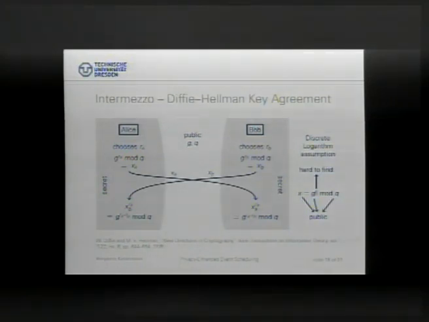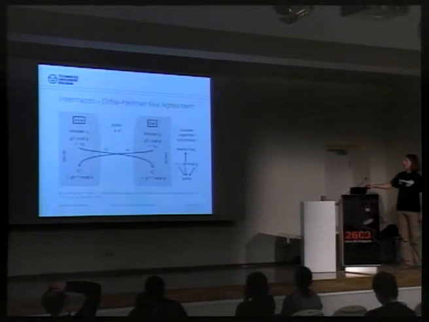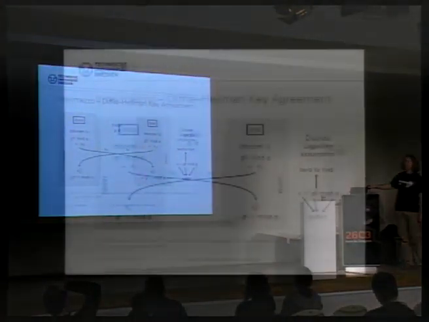If we look at what is inside this XA, there was g to the RA, and g to the RA to the RB is the same as g to the RA times RB.